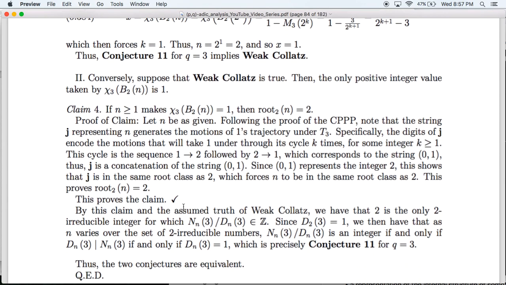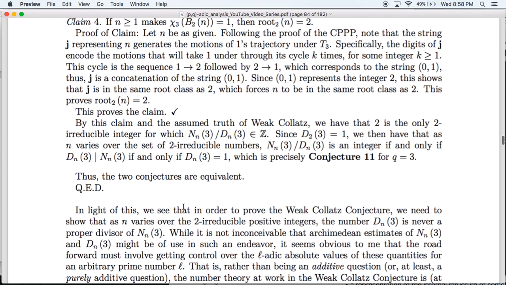So by this claim and the assumed truth of weak Collatz, we have that 2 is the only 2-irreducible integer for which N of 3 over D of 3 is in Z. Since D of 2 of 3 is 1, we then have that as n varies over the set of 2-irreducible numbers, N_n of 3 over D_n of 3 is an integer if and only if D_n of 3 divides N_n of 3, if and only if D_n of 3 equals 1, which is precisely the denominator conjecture for q equals 3. So the two conjectures are equivalent.